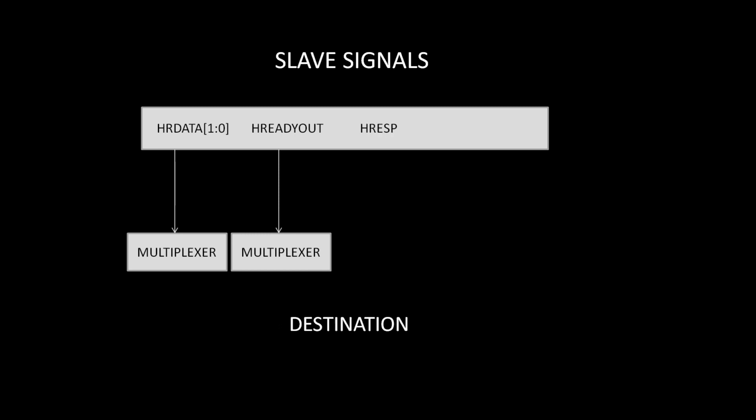HRESP. Destination multiplexer. The transfer response, after passing through the multiplexer, provides the master with additional information on the status of a transfer. When low, the HRESP signal indicates that the transfer status is OK. When high, the HRESP signal indicates that the transfer status is error.